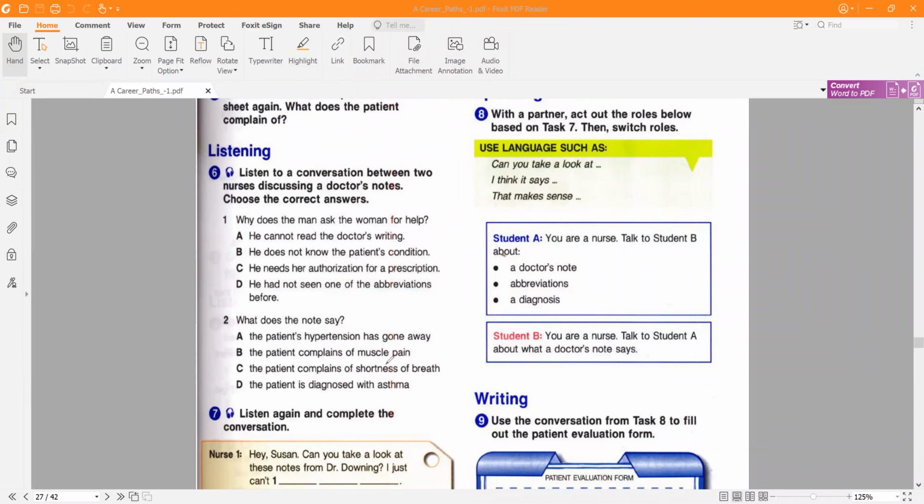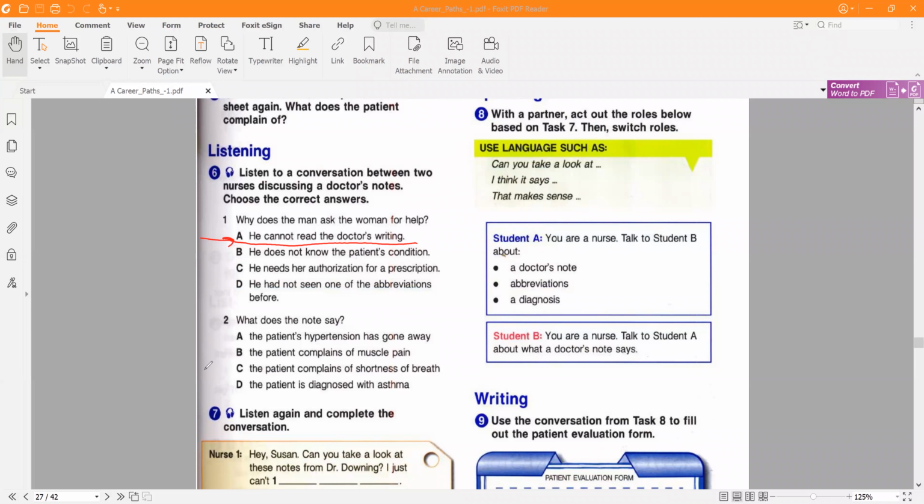Okay, so for number one, it is the difficulty of reading, so he cannot read the doctor's writing. So this is called legibility. Legibility means whether something is readable or not. If I say this is illegible, it means you can't read it, and this is one of the problems of writing. When you write your prescription, you have to make it clear to read.